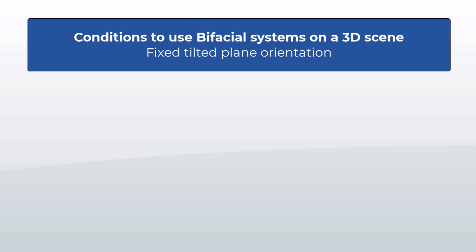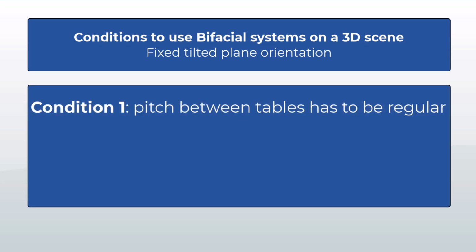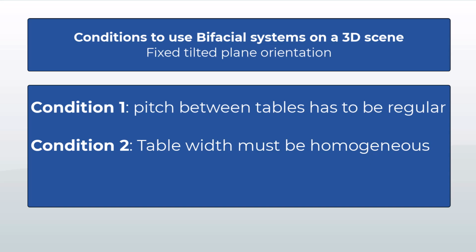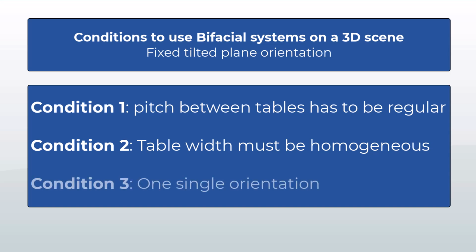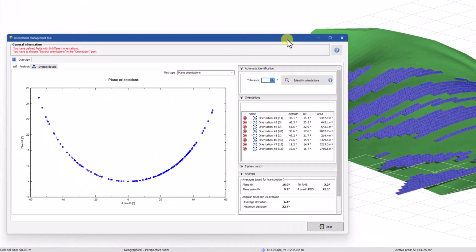To use the 2D bifacial model jointly with the 3D scene, some conditions must be met. The conditions for the fixed tilted plane orientation with the shading scenes are: the horizontal pitch between the tables has to be regular enough. The table width must be homogeneous across the whole scene. PVsyst will require tables to have a difference in width of at most 1 cm or 1%. There must be only one single orientation. In some cases, it is therefore recommended to group orientations by increasing the tolerance in the orientation management tool. This limitation is only for PVsyst version 7.